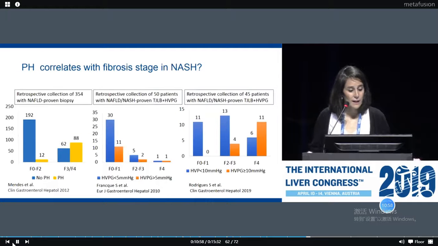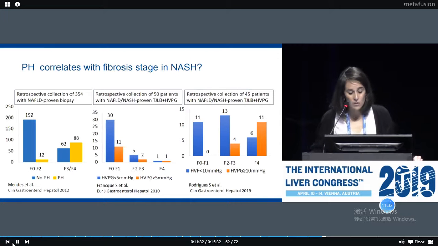very weak. So here I am showing you 3 different studies, in which the first one is a retrospective collection of 354 NAFLD biopsies, and what the authors saw is that 12% of the patients with clinically significant portal hypertension, clinical manifestation of portal hypertension, because they did not measure HVPG, did not have fibrosis or cirrhosis in the liver biopsy.